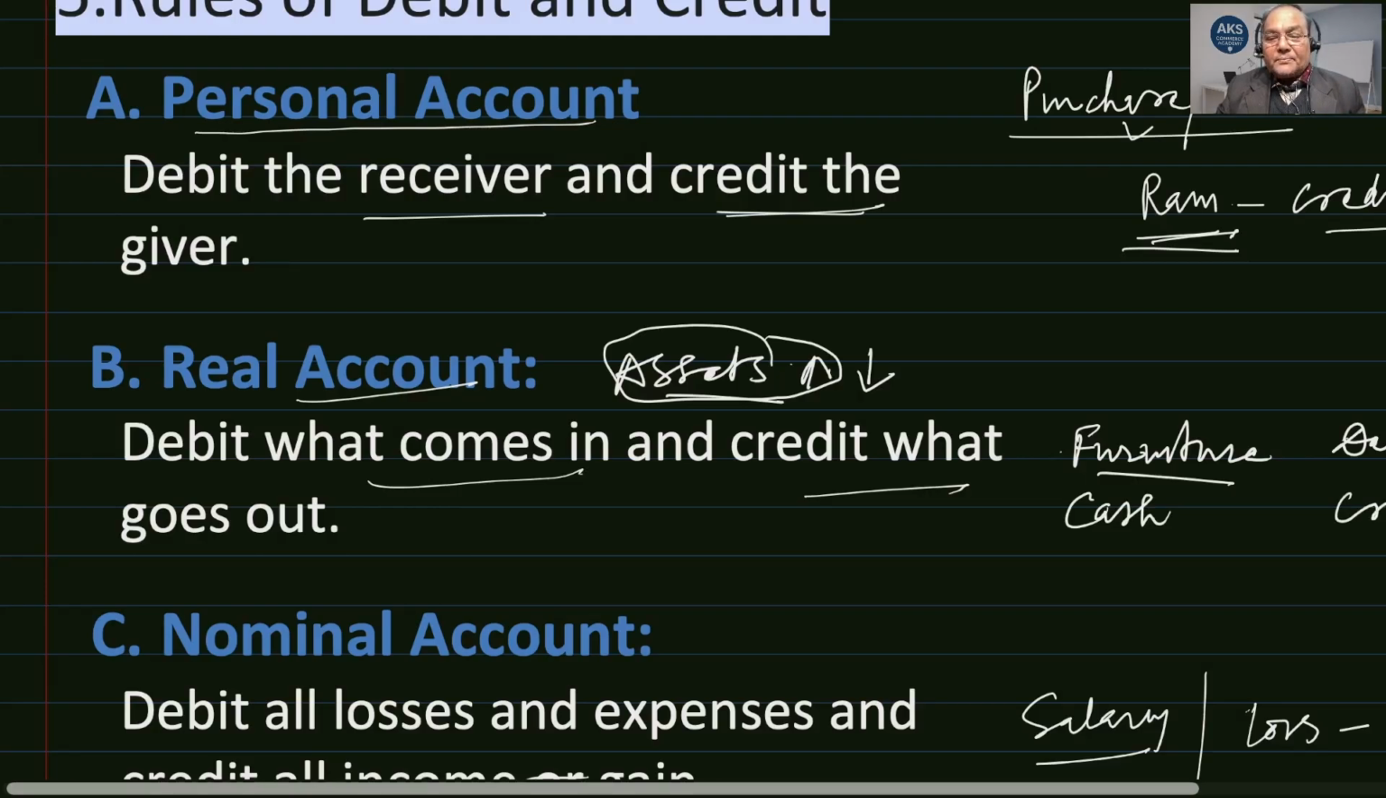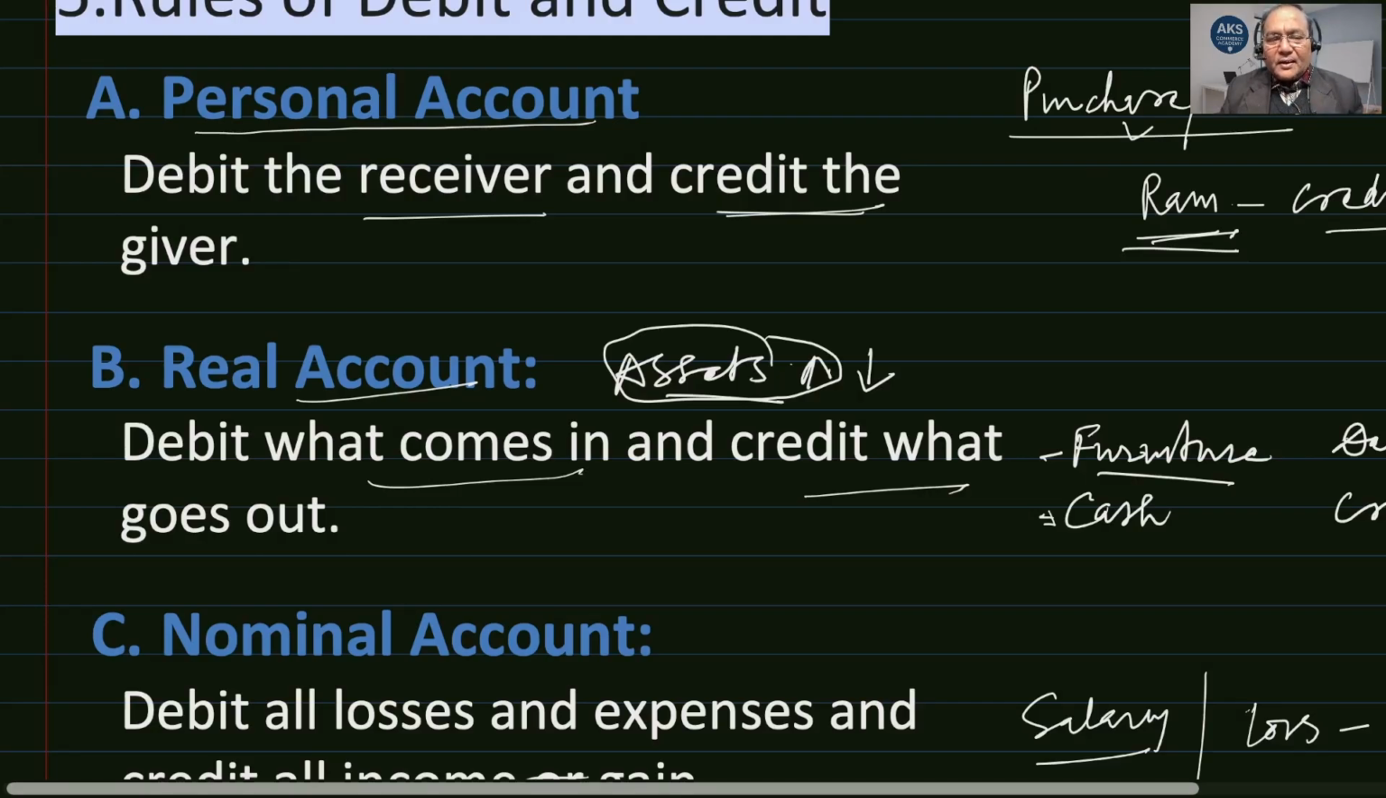Now, the impact of this is, since furniture is an asset, by debiting it there is an increase in asset, and cash is going out. By crediting it, there is a decrease of an asset. So the real account rule says debit what comes in. Whenever there is an increase in asset, we need to debit it, and if there is an asset which is going out, we need to credit it.